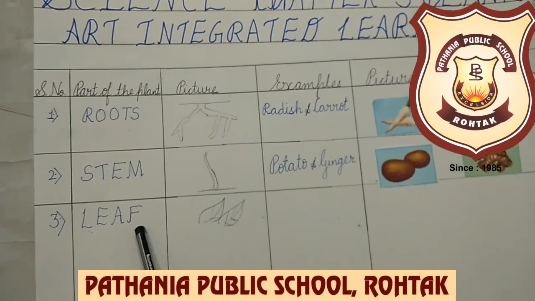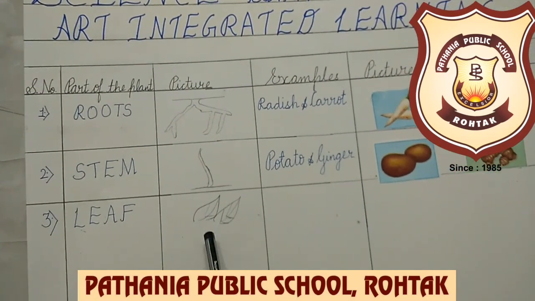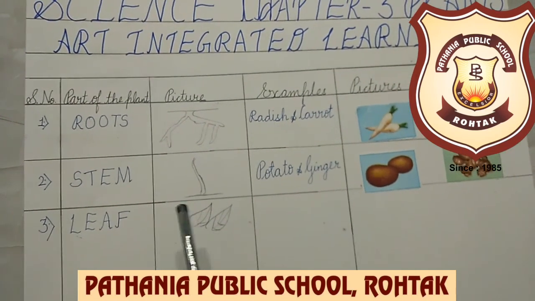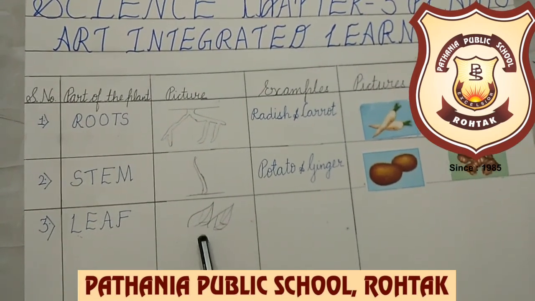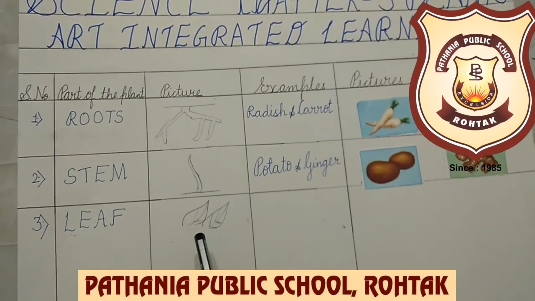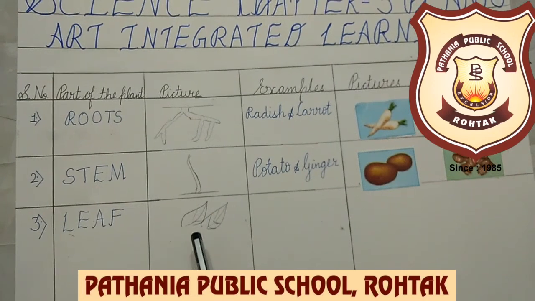See beta, here I have written leaf and here I have drawn the picture of two leaves. So in the picture column you need to draw the picture of the part of the plant, or if you are having the picture, you can paste it.